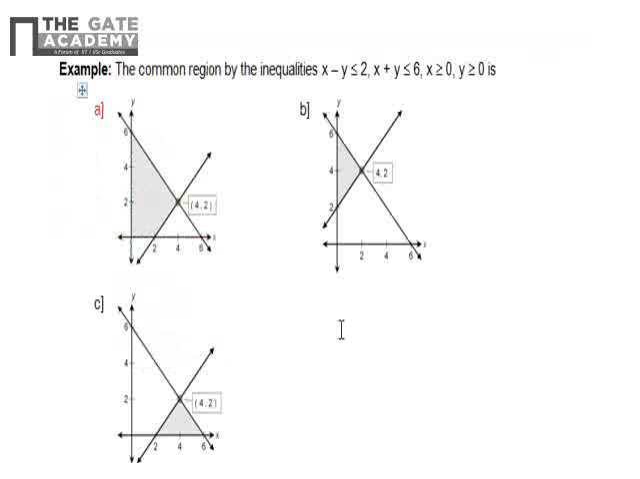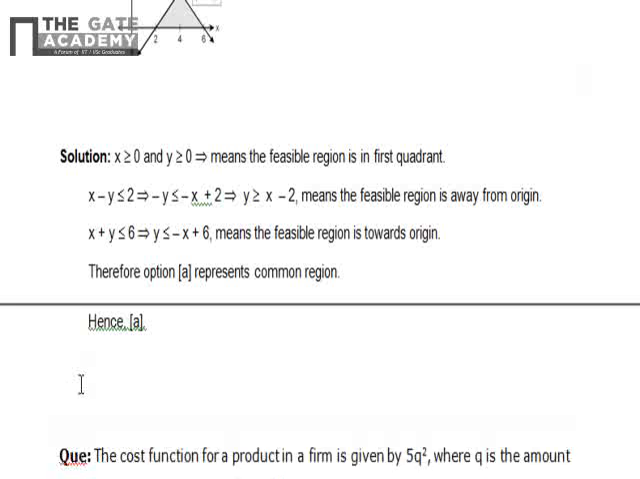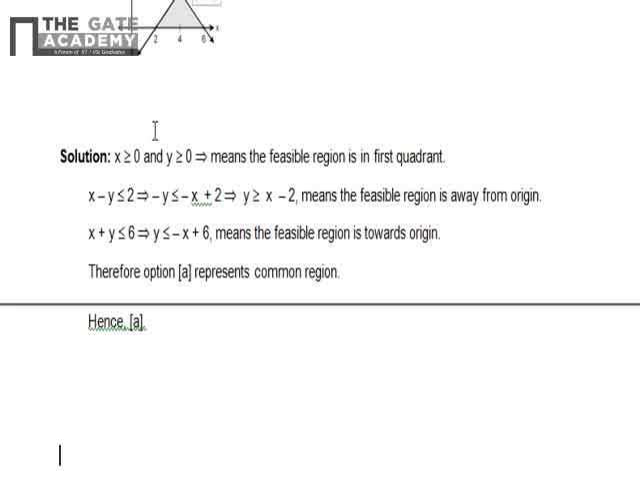The next example is the common region by the inequalities: x minus y less than or equal to 2, x plus y less than or equal to 6, x greater than or equal to 0, y greater than or equal to 0. Now we'll directly see the solution. Okay, in this solution, because of these two, that means the feasible region is in the first quadrant.